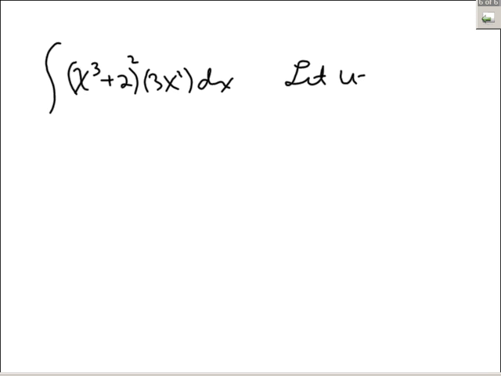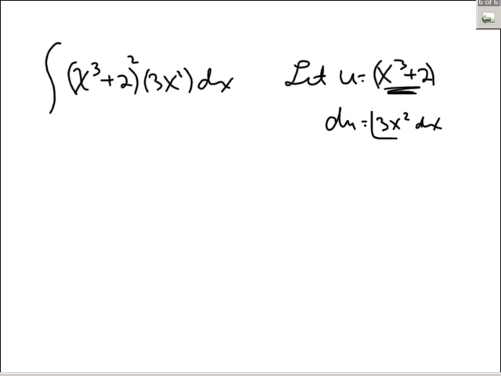Suppose you had the integral of (x cubed plus 2) squared times 3x squared dx. Generally, it's good to let u be what's being raised to a power. Well then du, remember du is like the derivative. The derivative of this is 3x squared dx.